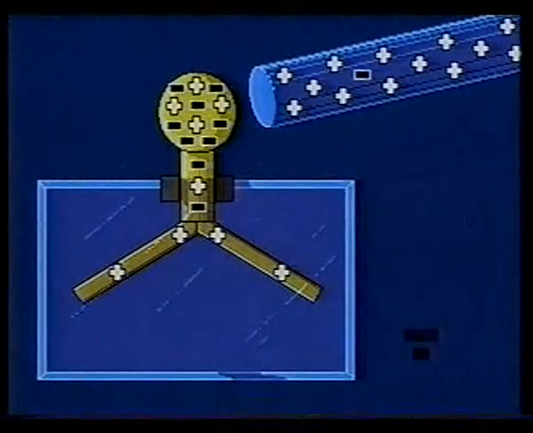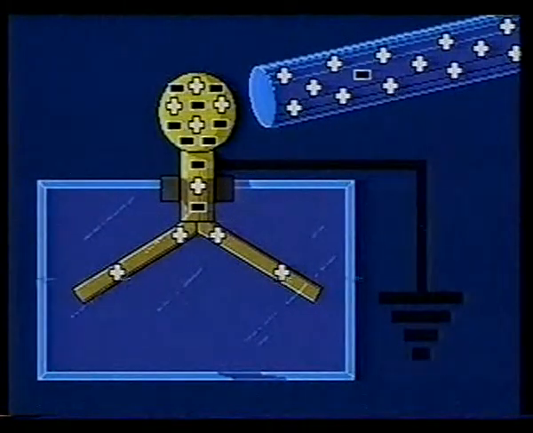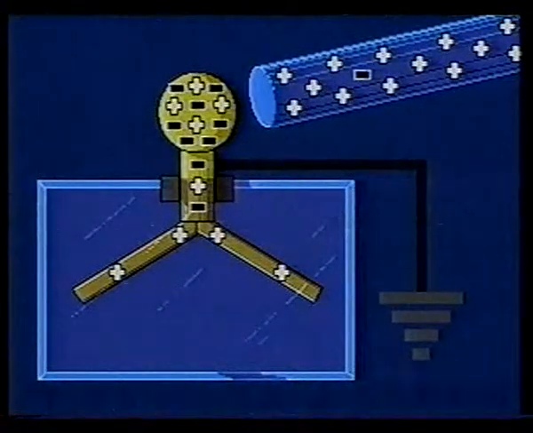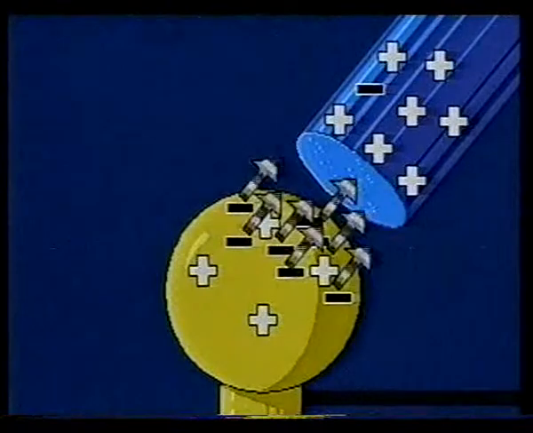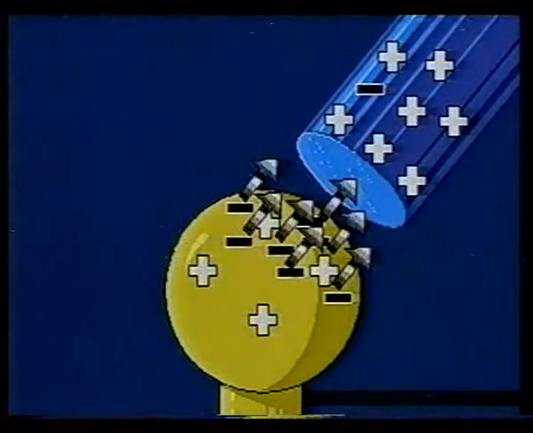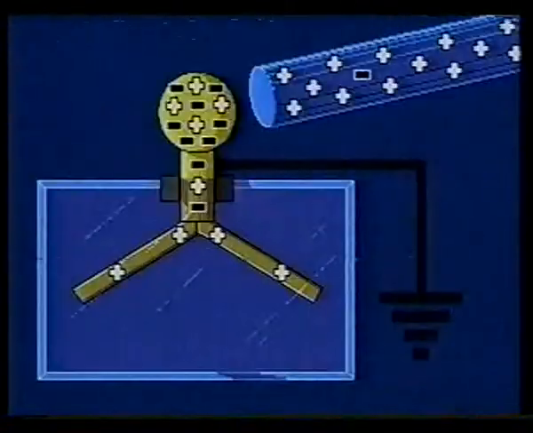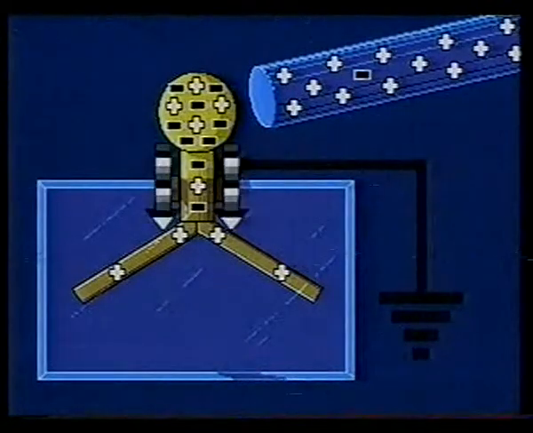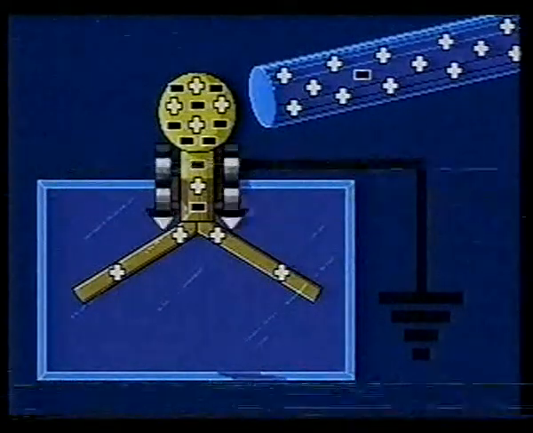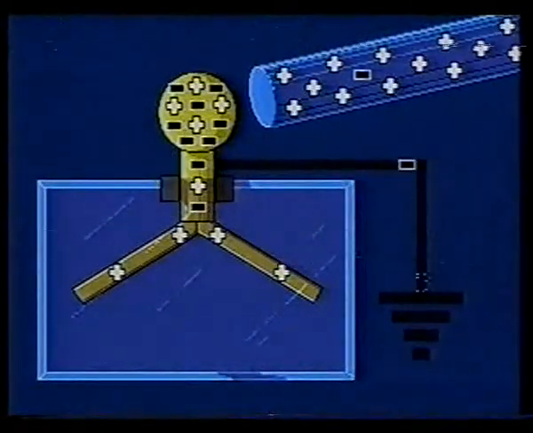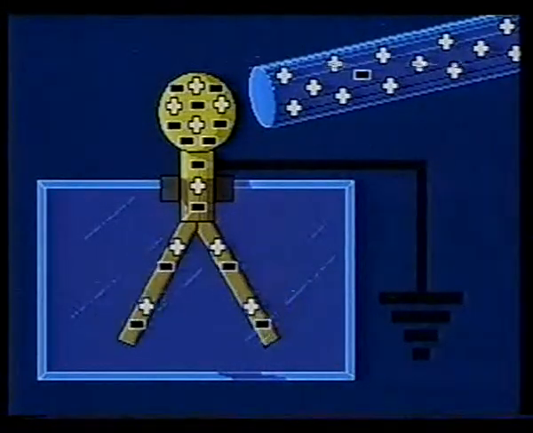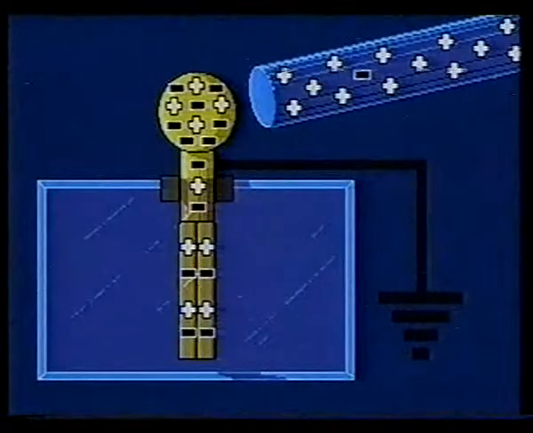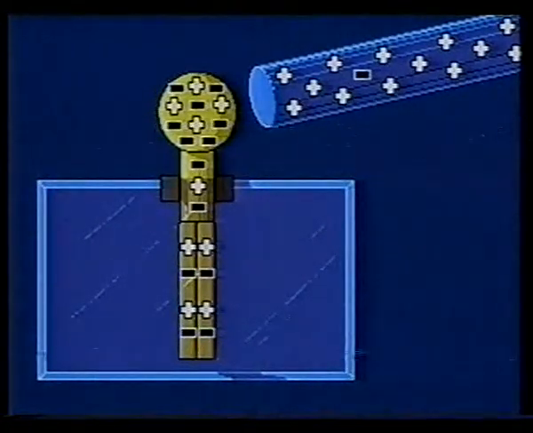This time we'll ground the electroscope while the positively charged rod is held nearby. Remember that the electrons in the electroscope are attracted by the positive charge on the rod. The positively charged leaves are also attracting electrons. The ground allows electrons to enter from the Earth. As a result, the leaves of the electroscope become neutral and collapse.